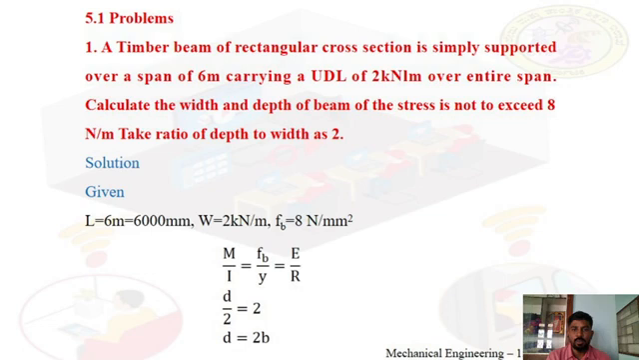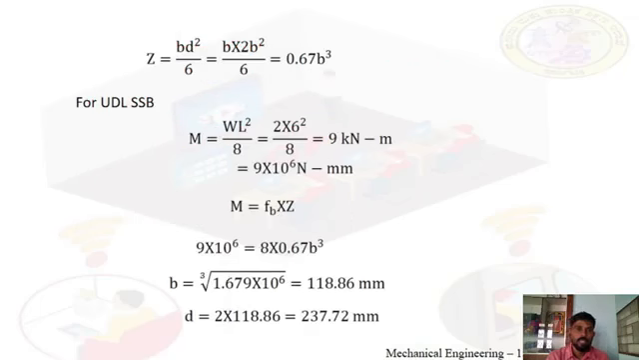Now d is equal to 2b. The depth is twice the breadth. So write the bending equation: M by I is equal to fb by y is equal to E by R. E and R are not given, so ignore. Now next Z, we know the formula, b d square by 6. b is not given, we are going to find out the b. Now d is nothing but 2b, 2 times the breadth, so b into (2b) square divided by 6. Now Z is equal to 0.67 b cube. Keep Z in form of b.